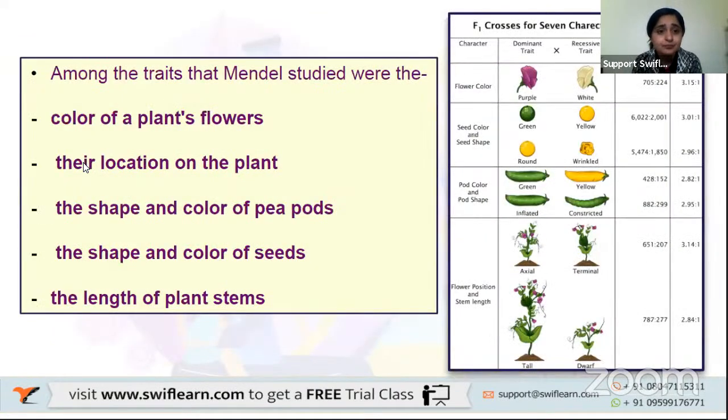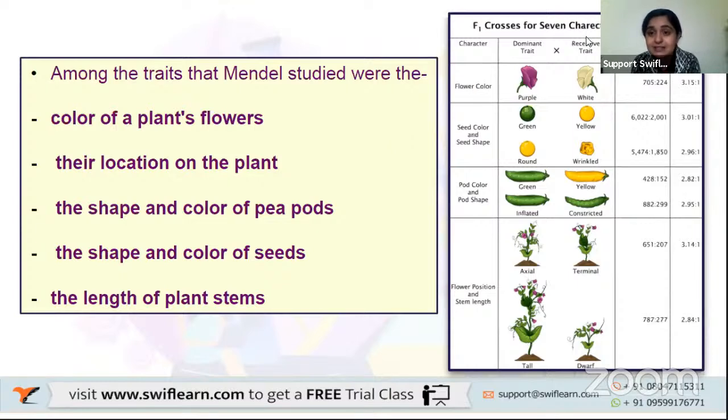Let's see. So, among the traits that Mendel studied while he was doing the experiment with the pea plants, he observed the color of the plants. Okay, color of the plants and flower, then the location on the plant where exactly they grew, then the shape and the color of pea pods, the shape and the color of the seeds, and the length of the plant stem.